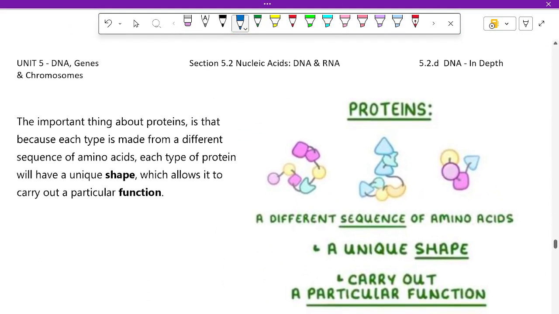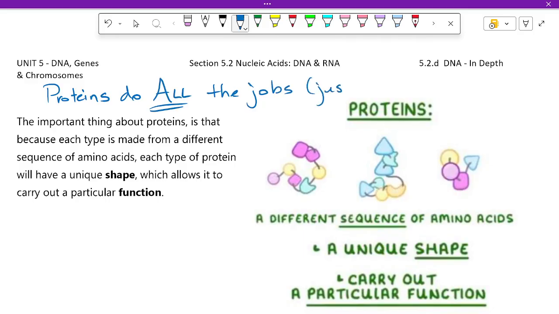Now, proteins are important because what do proteins do? Proteins do virtually all the jobs that your body needs. Proteins do all the jobs. Just about. And what their job depends upon is what their shape is. So it's kind of like proteins are like tools that do things for you.